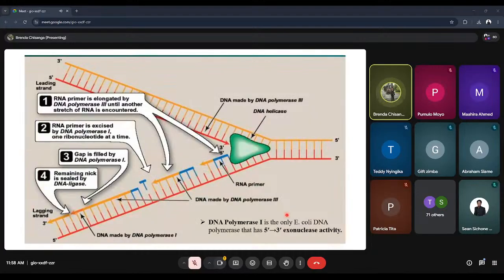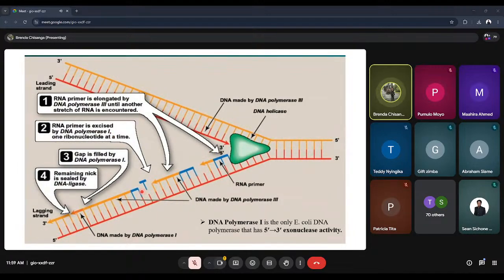And this is just a summary of what DNA polymerase 1 is doing. First of all, the primer is elongated by DNA polymerase 3. By this one means when you synthesize the primer, the other part is done by DNA polymerase 3. The primer has to be removed. It is removed by DNA polymerase 1.